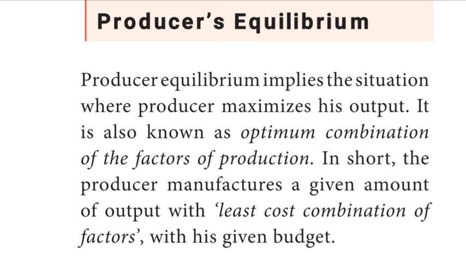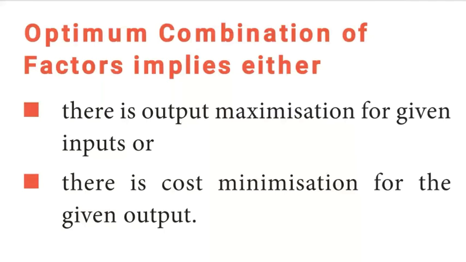In short, the producer manufactures a given amount of output with the least cost combination of factors with his given budget. Optimum combination of factors implies either, first, there is output maximization for given inputs, or second, there is cost minimization for the given output.